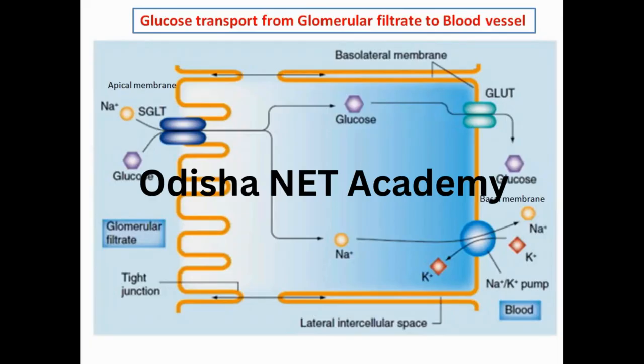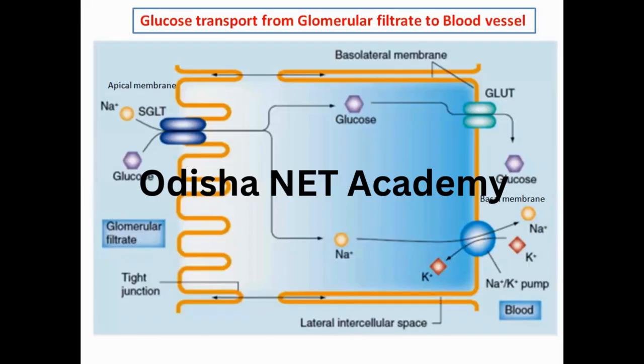Then another glucose transport occurs from the glomerular filtrate to the blood vessel. I'll teach you the details. In the glomerular filtrate, everything comes; 100% of the glucose comes from the blood to the PTC, the proximal convoluted tubules. The glucose will travel from the glomerular filtrate to the bloodstream again, and that is done by SGLT.